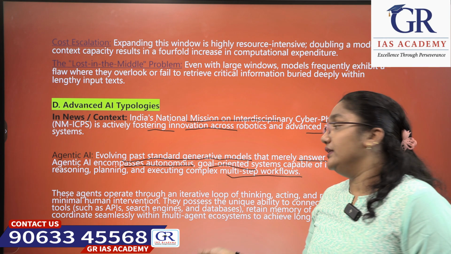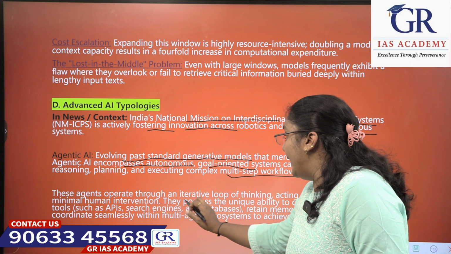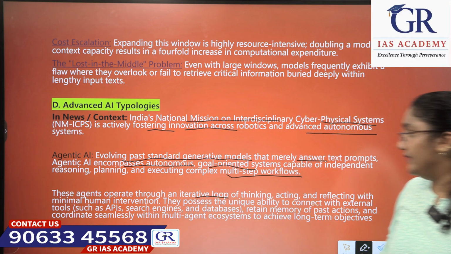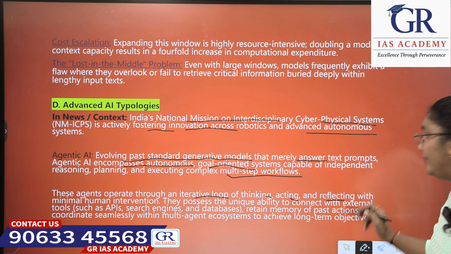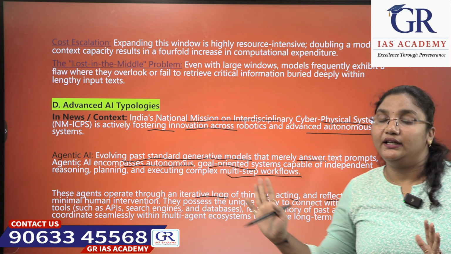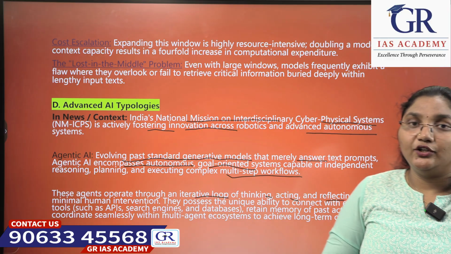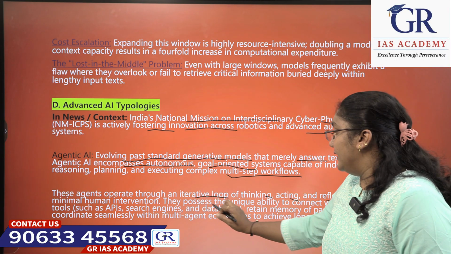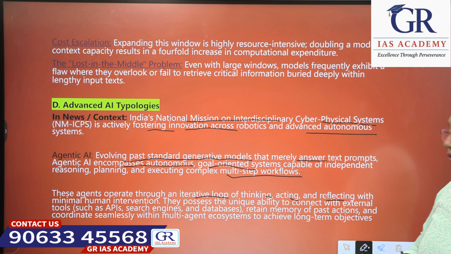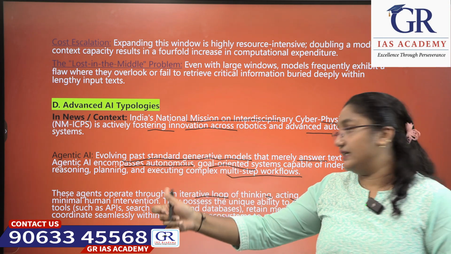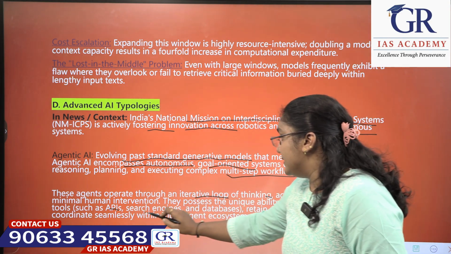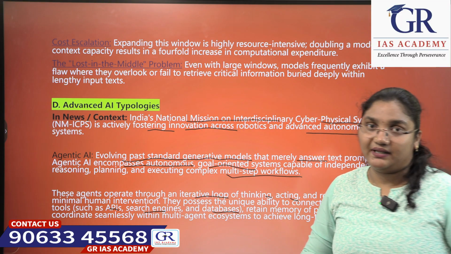What do these agents do? These agents operate through an interactive loop of thinking, acting and reflecting with minimal human intervention. They possess the unique ability to connect with external tools such as APIs, search engines and databases.